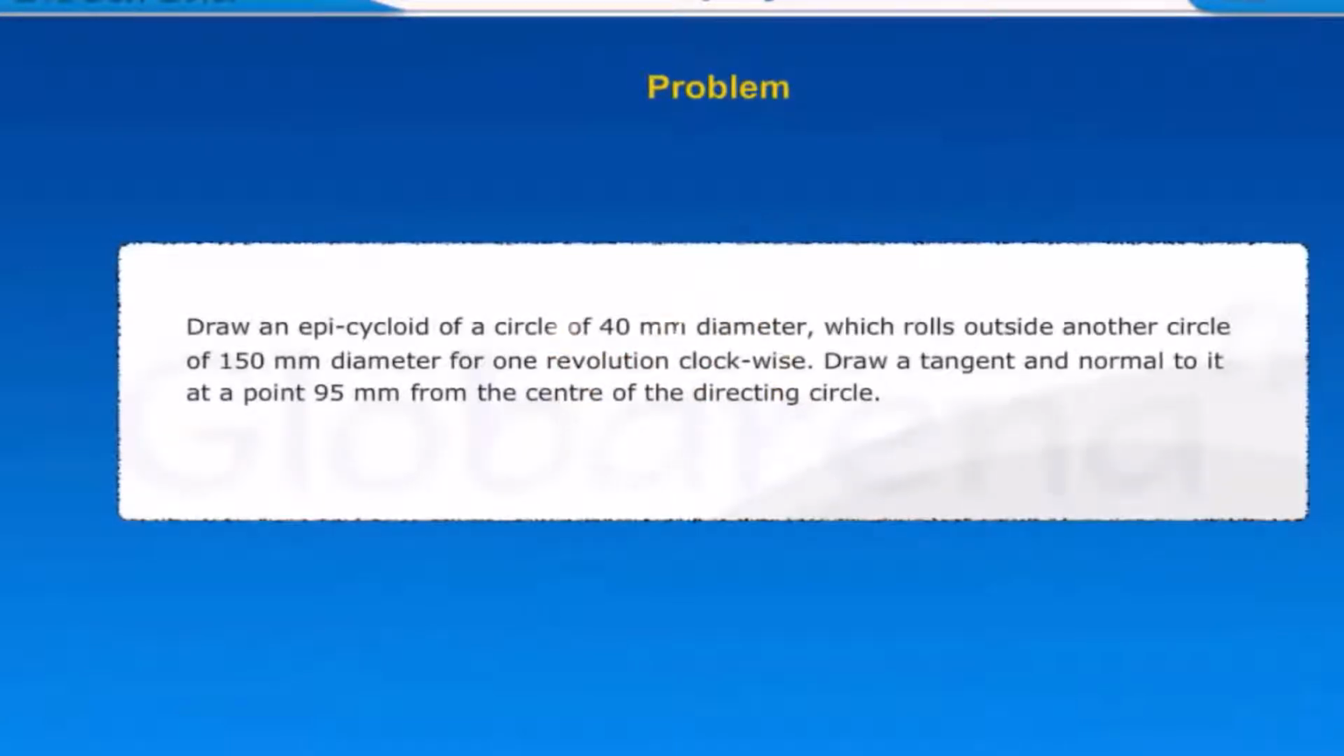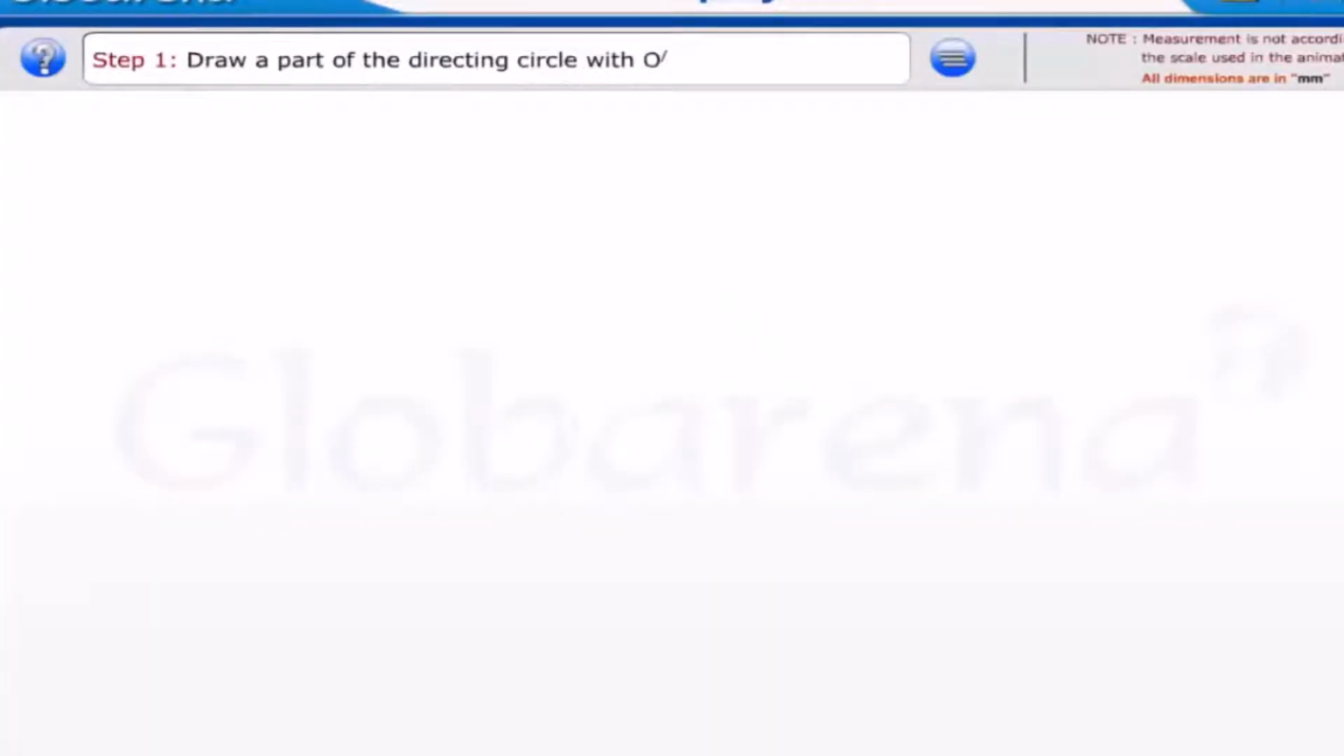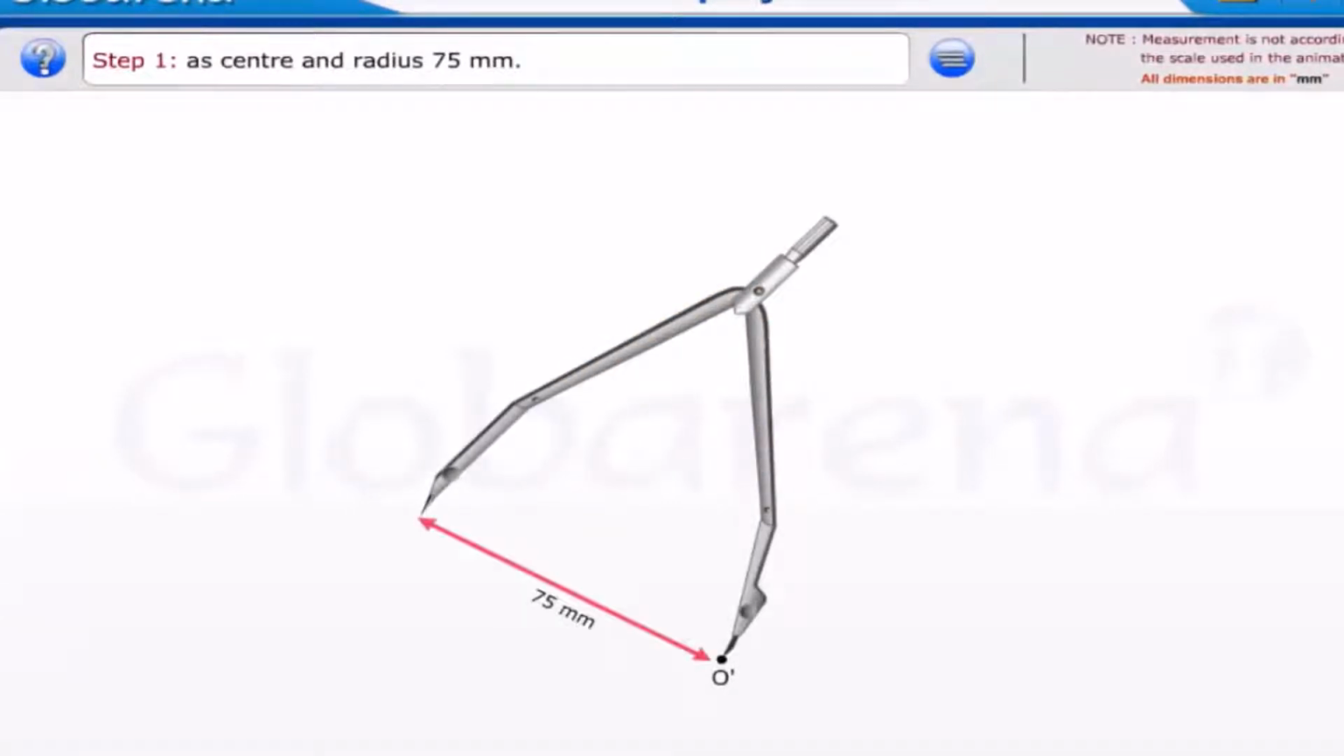Draw an epicycloid of a circle of 40 mm diameter which rolls outside another circle of 150 mm diameter for one revolution clockwise. Draw a tangent and normal to it at a point 95 mm from the center of the directing circle.